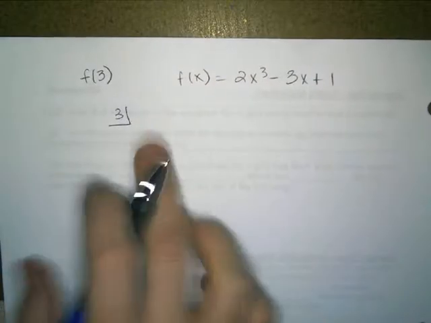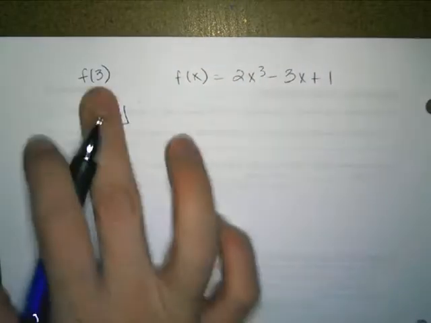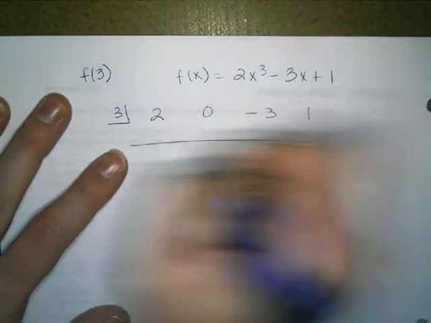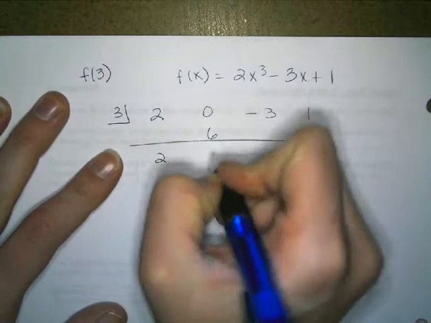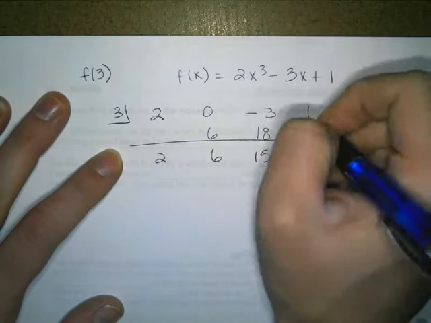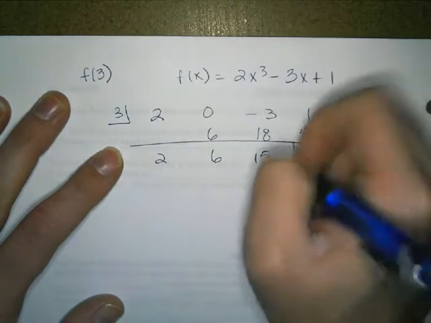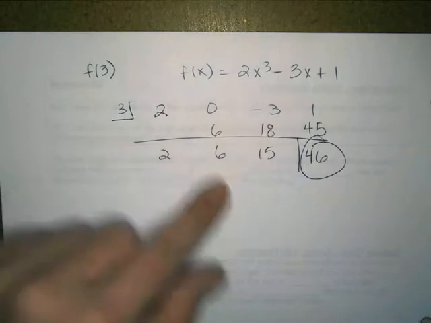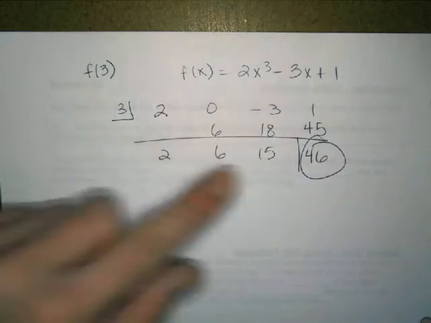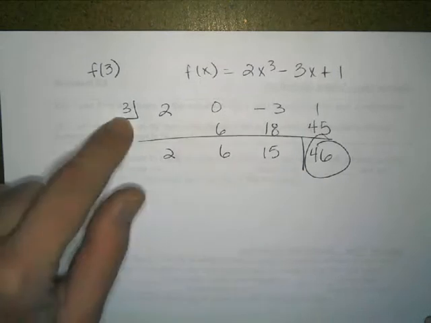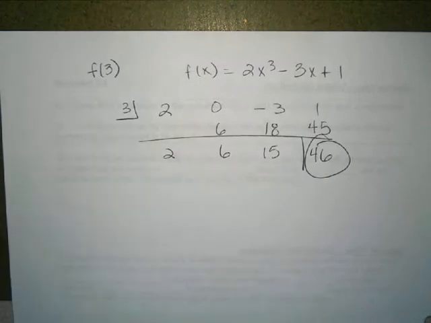I'm going to plug in 3. Now notice I'm not dividing, so I didn't switch the sign here, but I'm just going to plug in 3. So we have 2, 0, negative 3, 1. I'm going to go through this really quick. 2, 6, 6, 18, 15, 45, 46. This number that you get in the remainder spot, if you're not dividing and you're just using this process to plug in a number, this number would be what you get if you actually plugged 3 in. So let's show you how that happens.